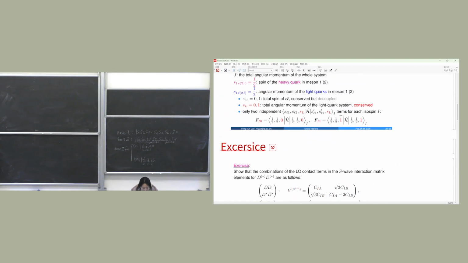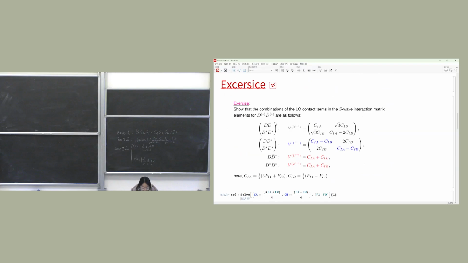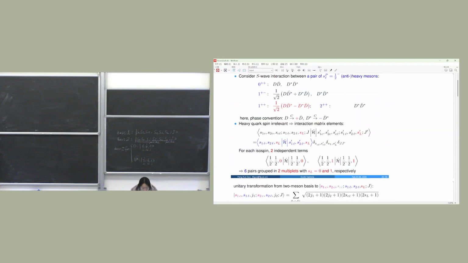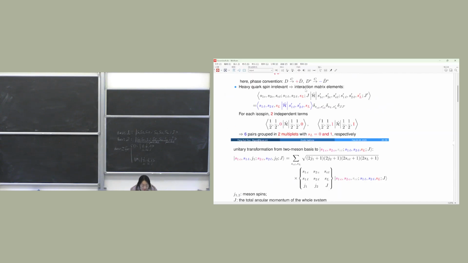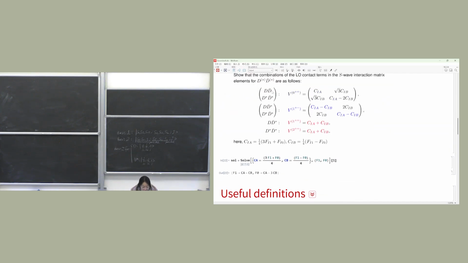For the 0++ JPC, we found that there are two channels: one is DD bar and the other is D star D star bar. So it's a coupled channel problem.